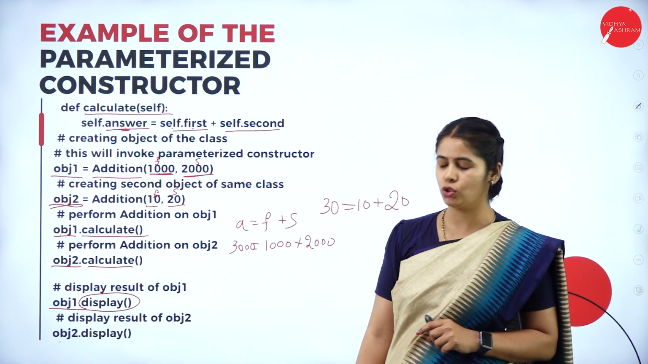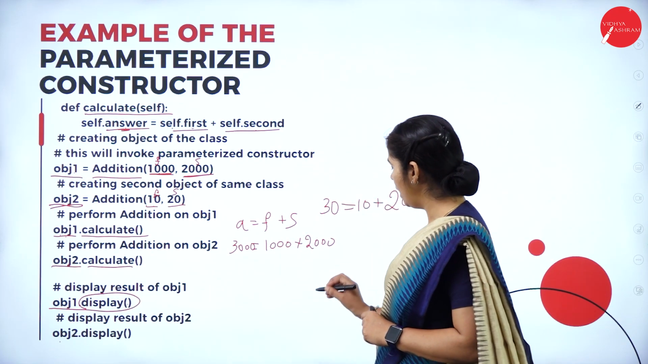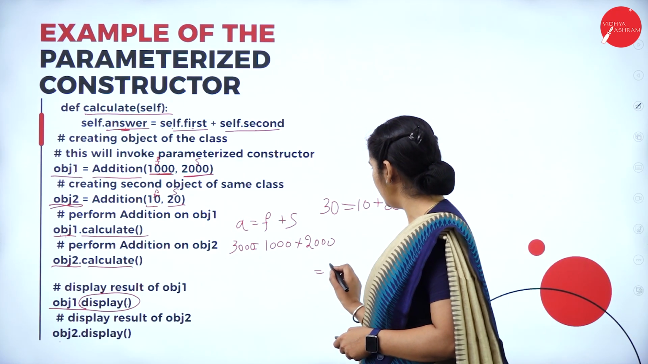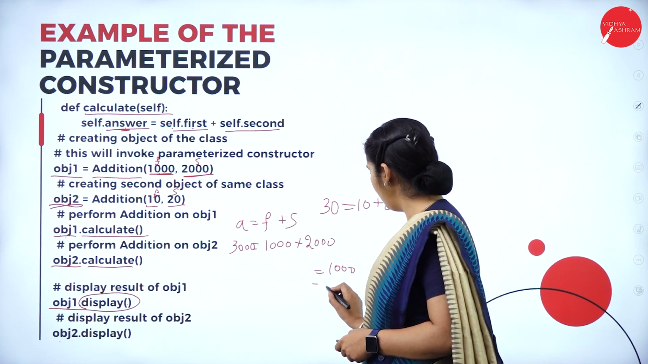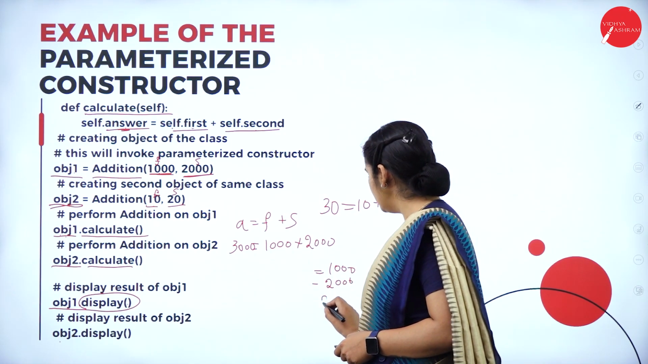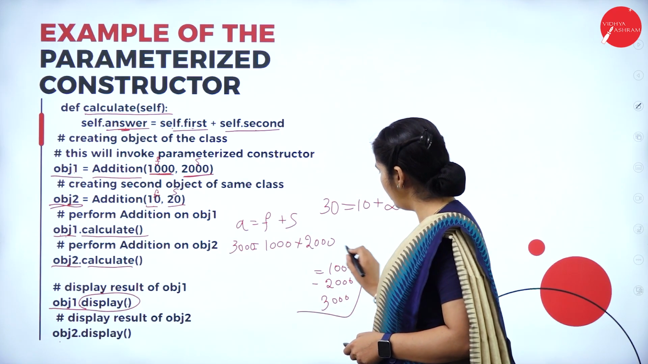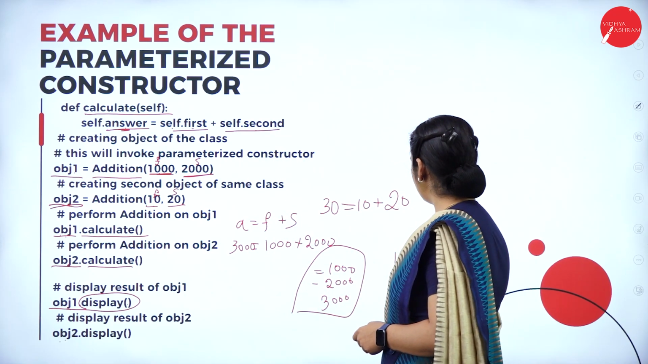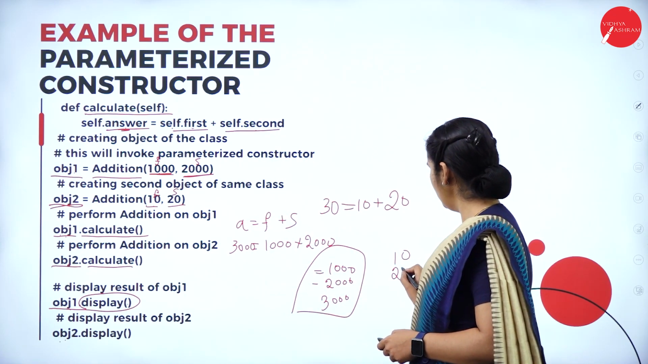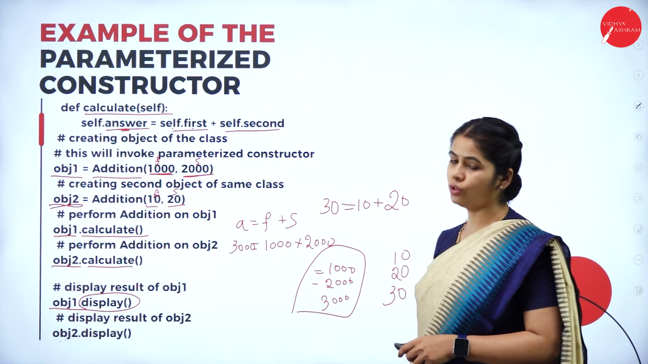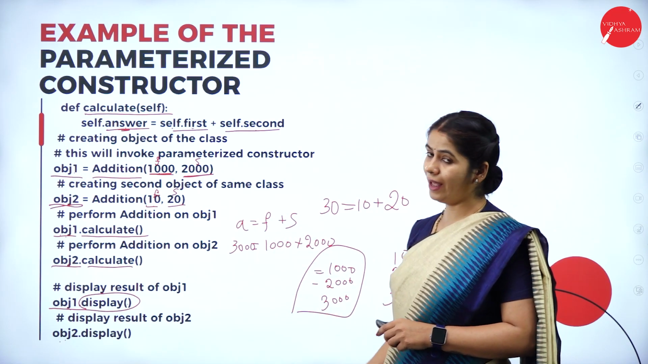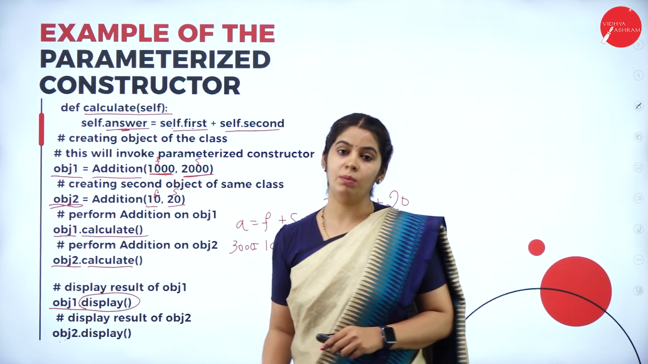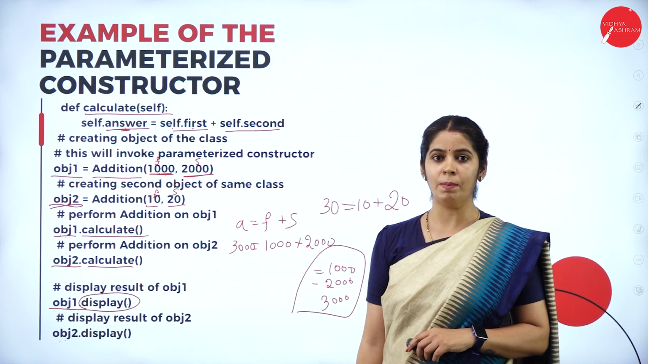Whenever we call the display function with respect to object 1, the output will be: first number is equal to 1000, second number is 2000 and the answer is 3000. It will display the output like this with respect to object 1. When we call it with respect to object 2, it will display first number as 10, second number as 20 and answer as 30. Okay, this is the example for the parameterized constructor. The main point is that we are passing the value of the parameter when we are creating the object.